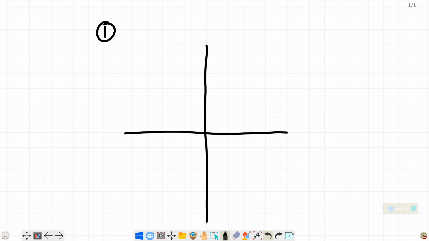So I'm going to label my quadrants. I got quadrant 1, 2, 3, and 4. And it says to choose a point in quadrant 4. We're going to choose (2, -3). I've labeled mine here, so this is 1, 2, -1, -2, -3.